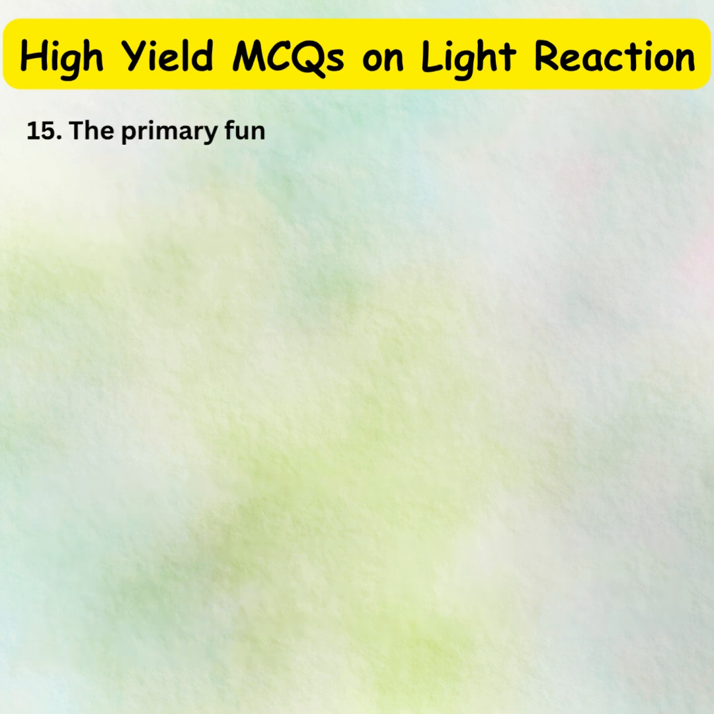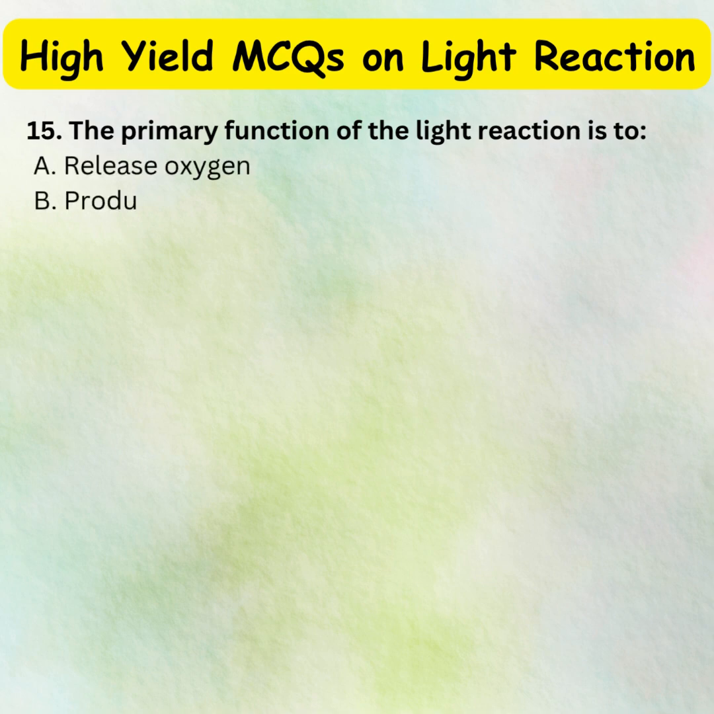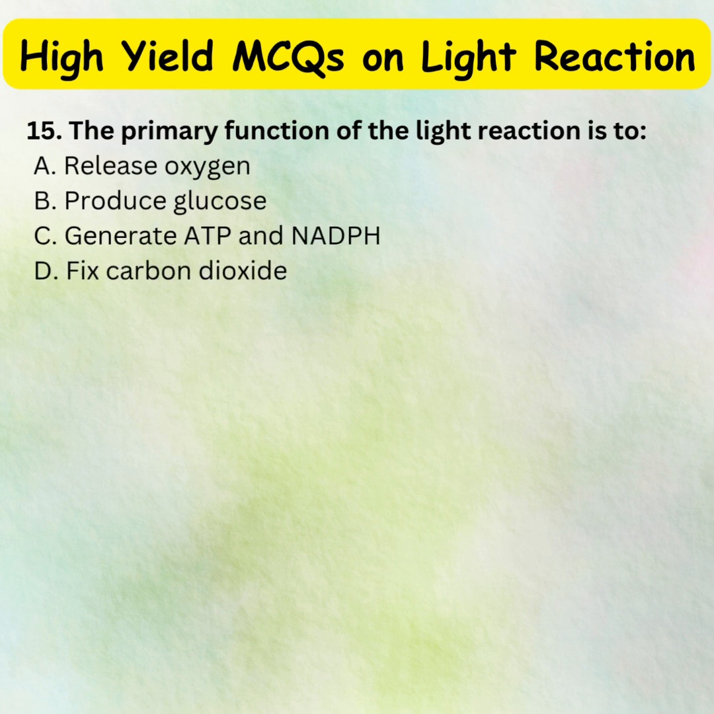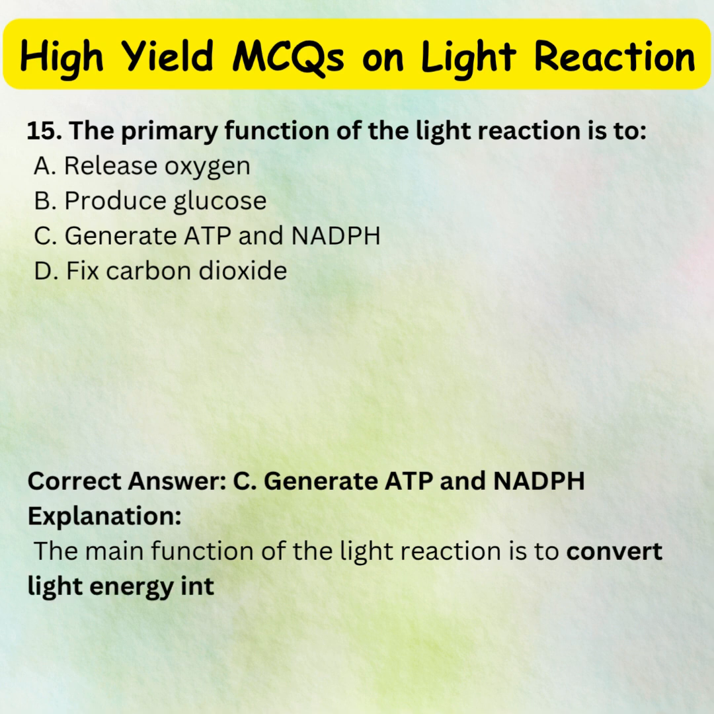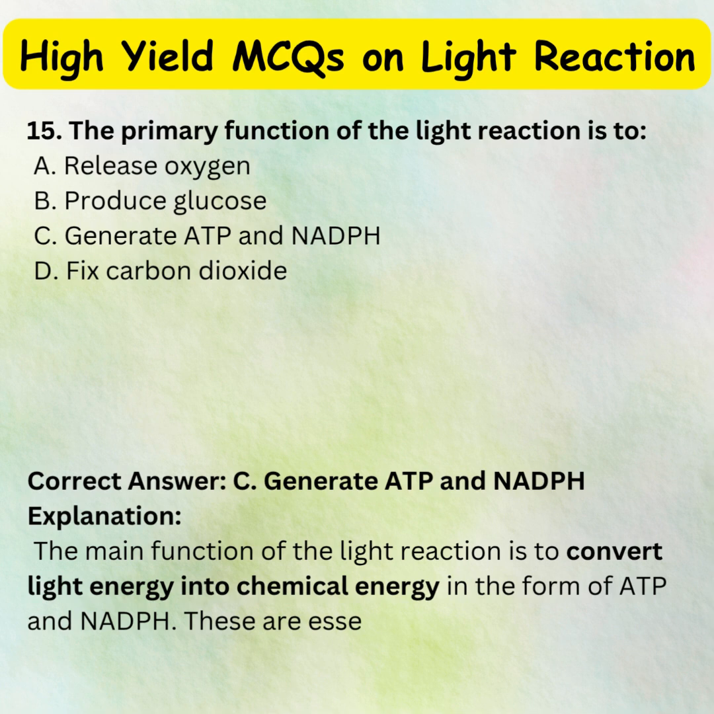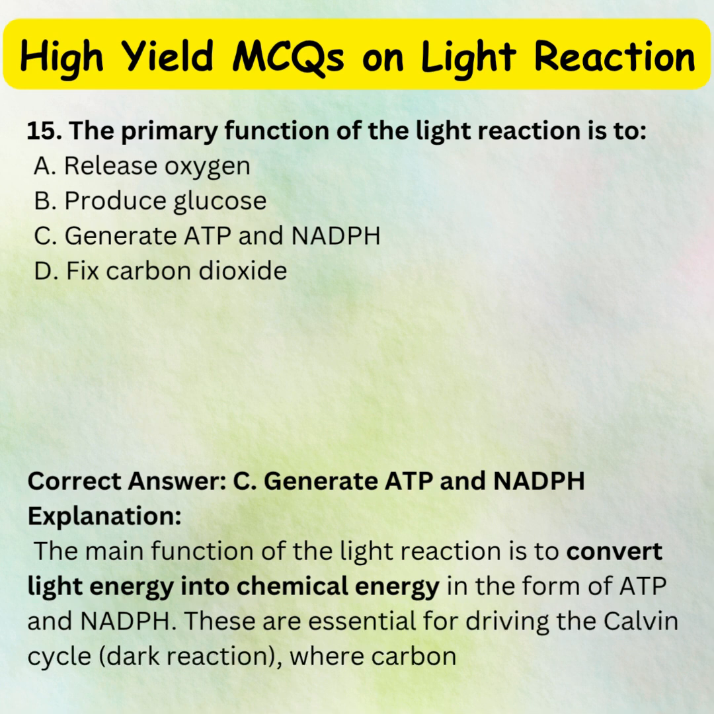Question 15. The primary function of the light reaction is to A. Release oxygen, B. Produce glucose, C. Generate ATP and NADPH, D. Fix carbon dioxide. Correct answer is C, generate ATP and NADPH. The main function of the light reaction is to convert light energy into chemical energy in the form of ATP and NADPH. These are essential for driving the Calvin cycle, or dark reaction, where carbon fixation occurs.